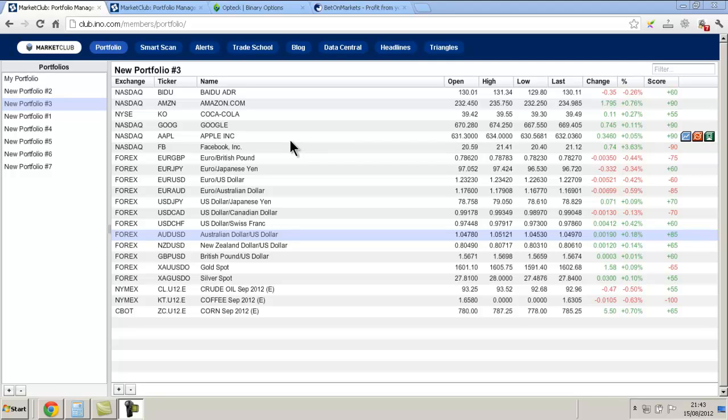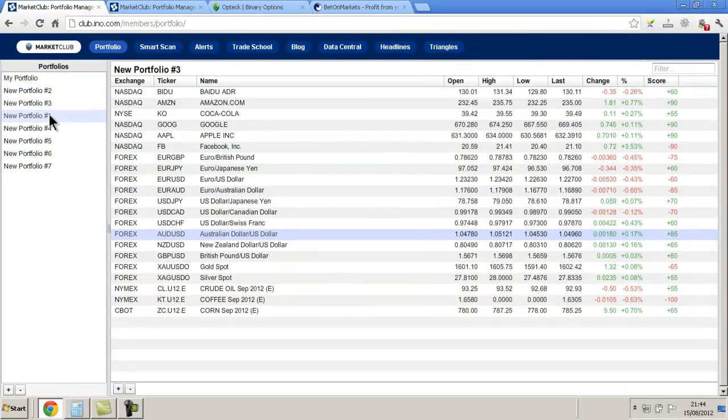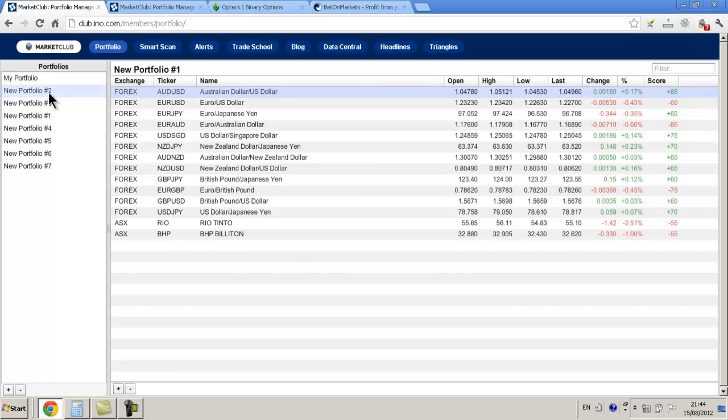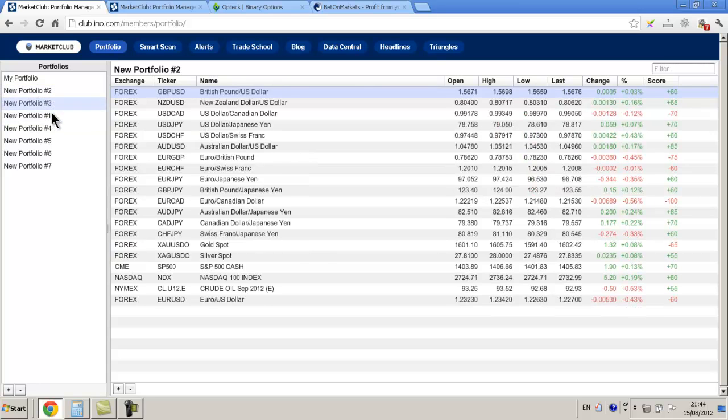But there's Opteck, there's GT, there's Bet on Markets, which we're going to use as well. Bank Binary, Trade Rush. They have different stocks and currencies as well. If you look through them, just go and look through them, and then you want to make sure you've got all your different accounts set up. We've got the Toros, etc.